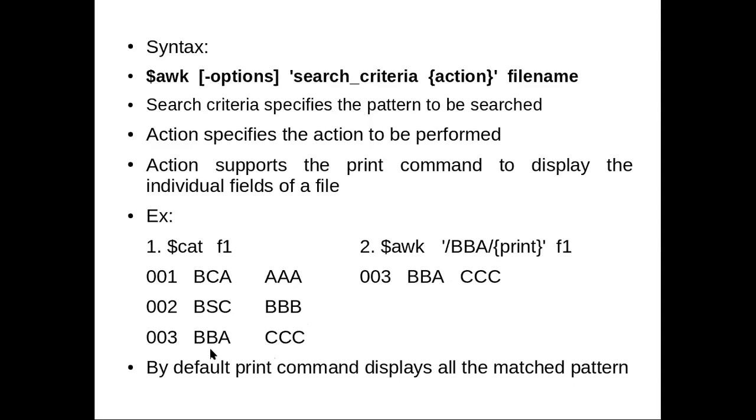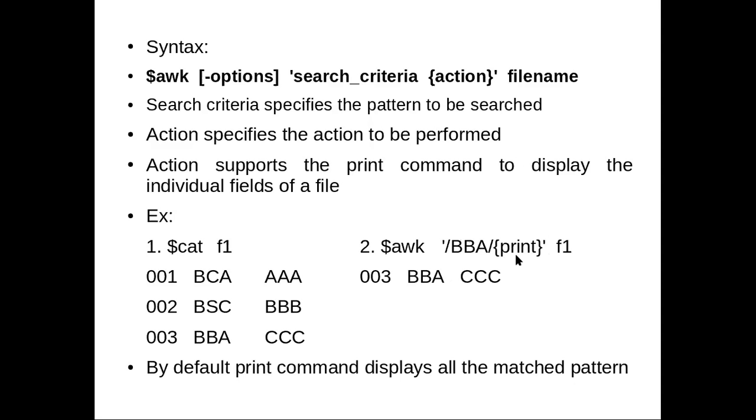How can we execute this using the awk command? So look at the command. The name of the command is awk. I'm not using any option here. It is followed by the search criteria and action within the single quotes. I told you the search criteria indicates the pattern we are searching for. Here I am searching for the record which contains the pattern BBA. When we give the search criteria or the pattern, it has to be within 2 forward slashes, followed by the action in the curly braces. So what is the action I have mentioned? Print.